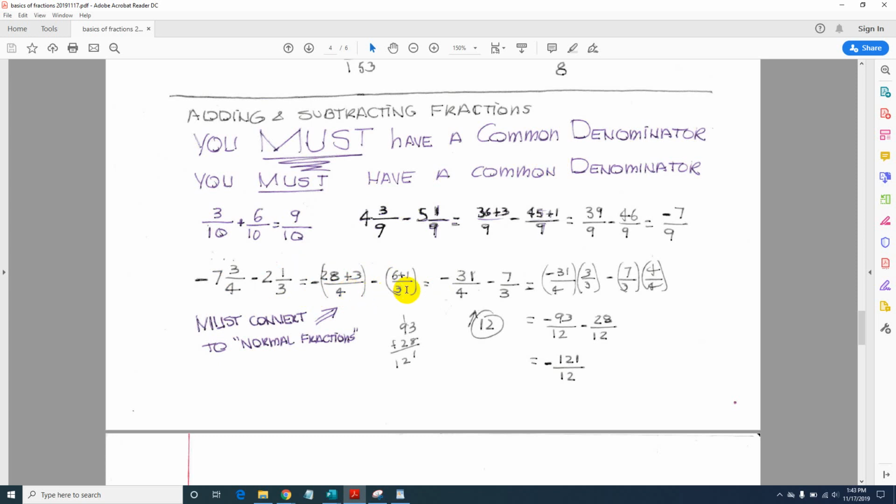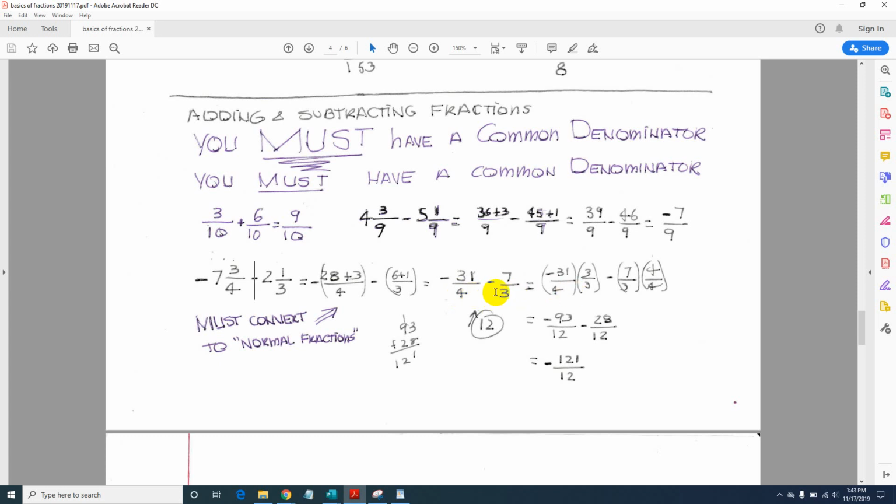See, that's a 4 and that's a 3. You cannot add them. You must have a common denominator. So you have to convert 31/4 and 7/3 to fractions with the same common denominator, right? So you look at these and you say, what number can I multiply by 4? What number can I multiply by 3 so that I get a common denominator? And it turns out that 12 is a reasonable number. It's actually the lowest number that shares these two numbers as factors.